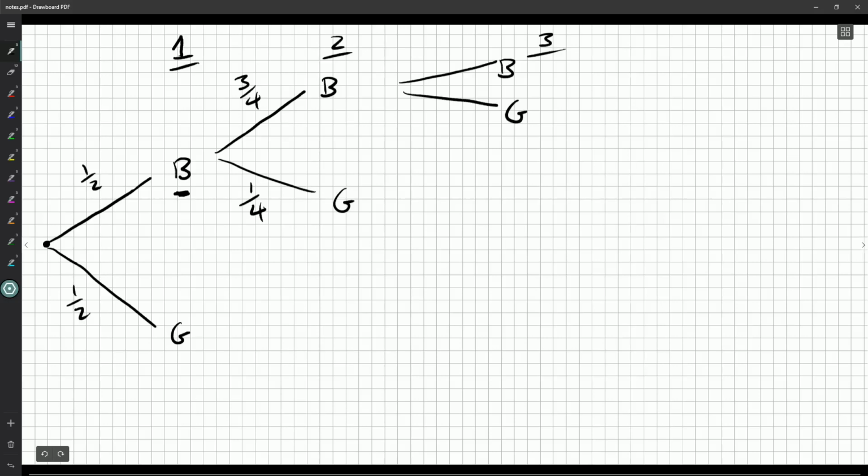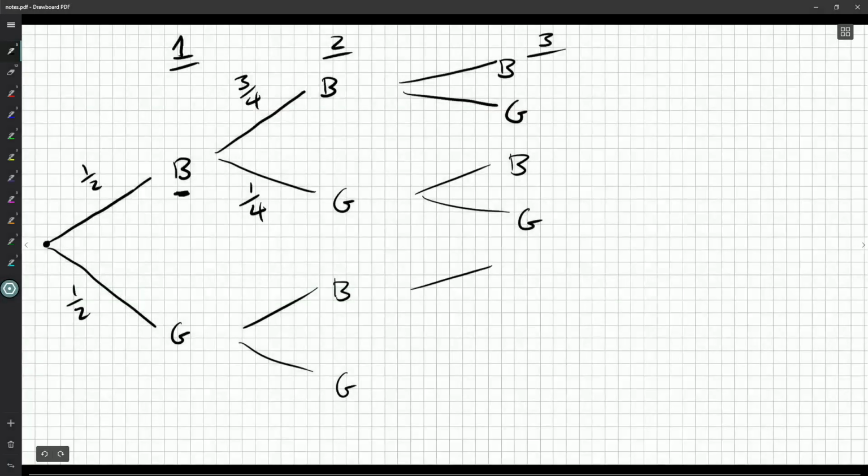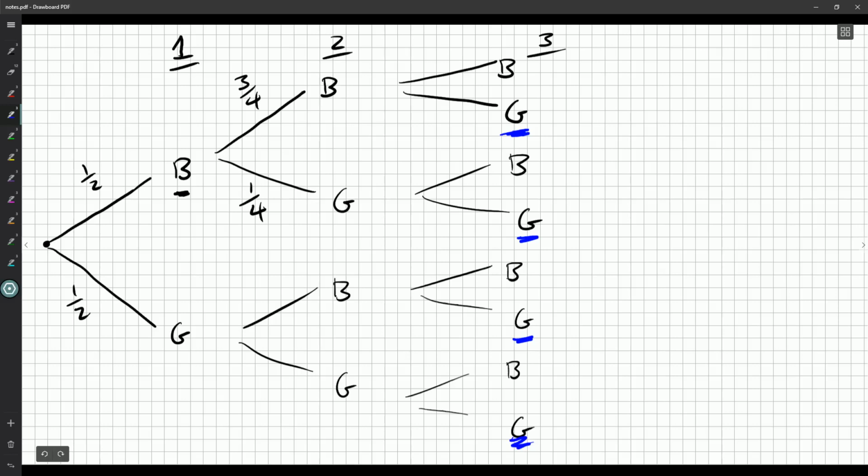And I'll just fill in the rest of the tree while I talk. At the end, we want a gold one or a black one? The probability from box 3 is gold. To figure out the total probability, all we care about are the branches that end with us picking a gold marble from box 3. We're going to multiply along the branches that lead us to those G's, and those will give us the probabilities, and then we add them all up. And that's how a probability tree works.